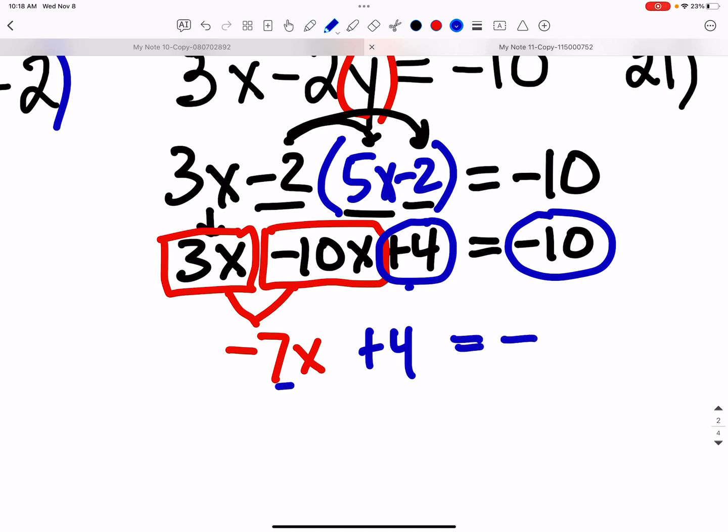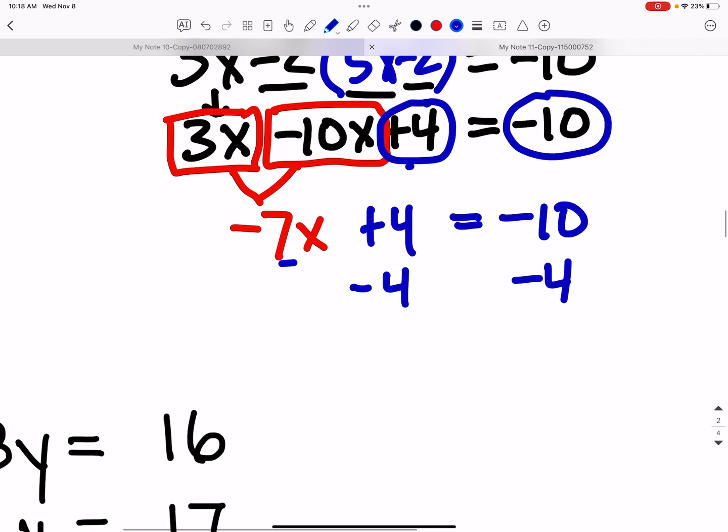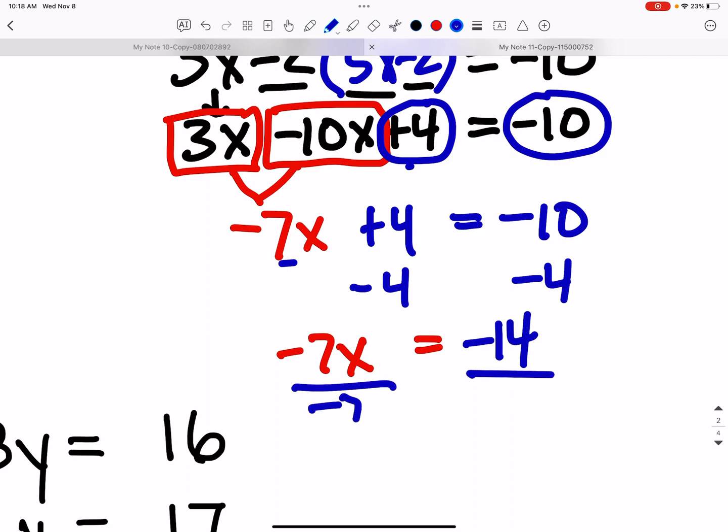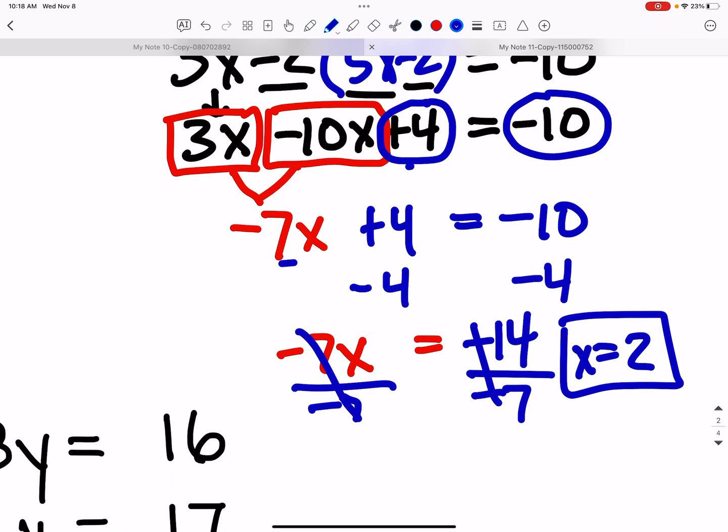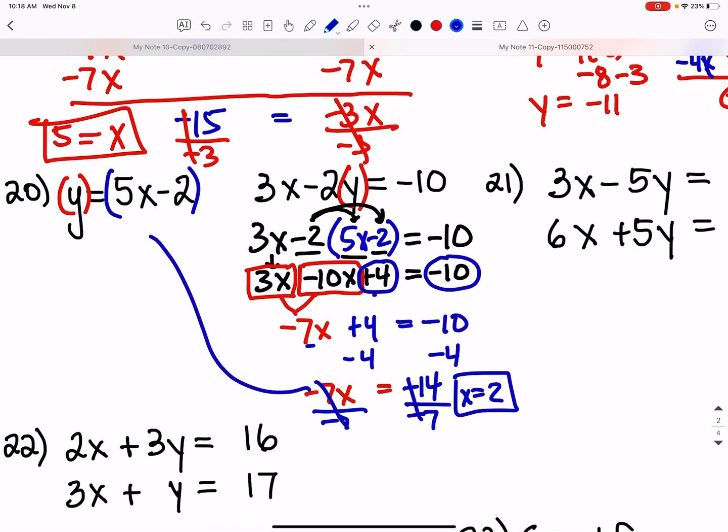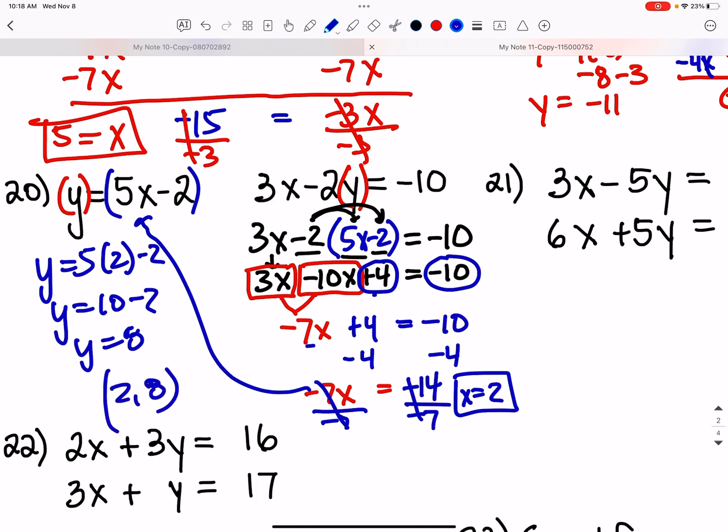+4 equals -10. Now we'll subtract the 4, -7x equals -14. Divide by -7. Then the negatives cancel out and x equals 2. All right, we go back to the top. We take our x, we multiply by 5, we minus 2. Y is 5 times 2 minus 2. Y is 10 minus 2. Y equals 8. So 2, 8.